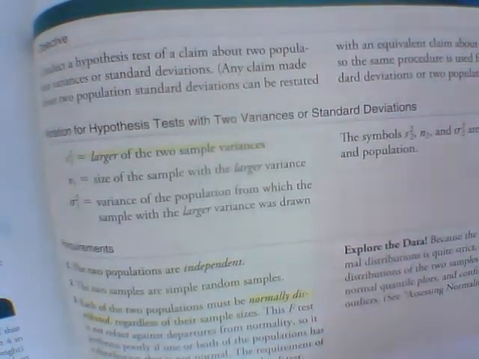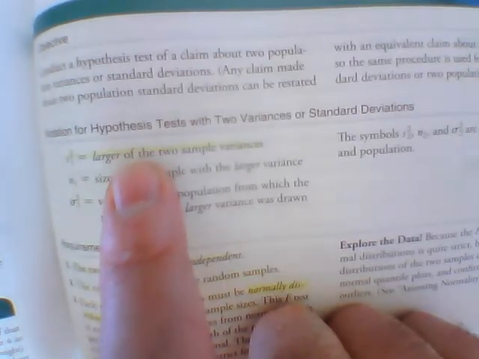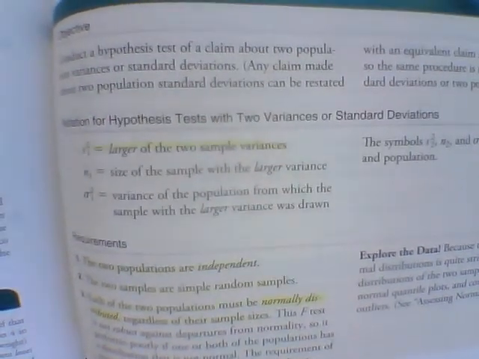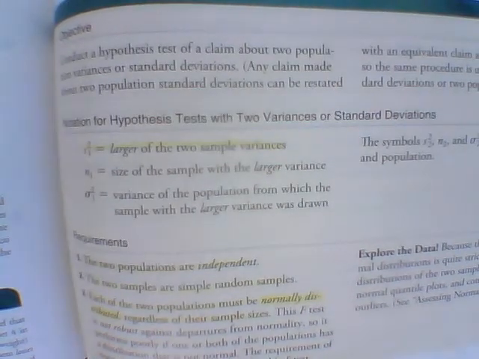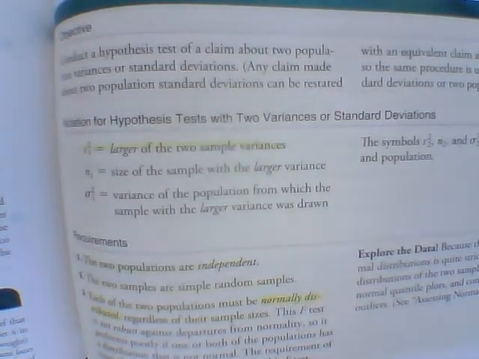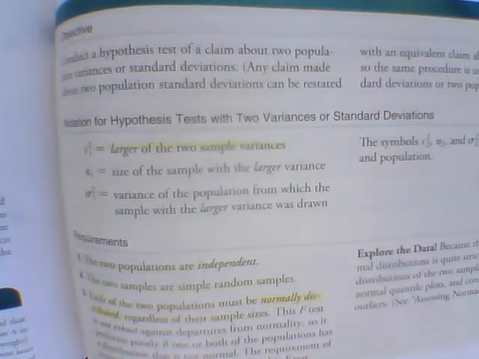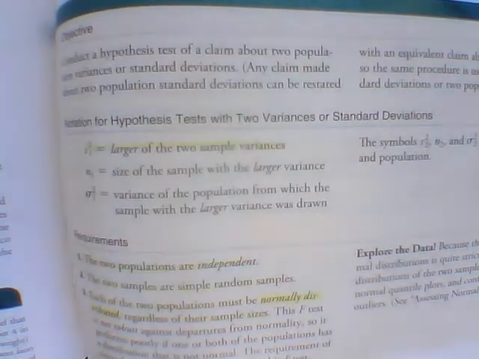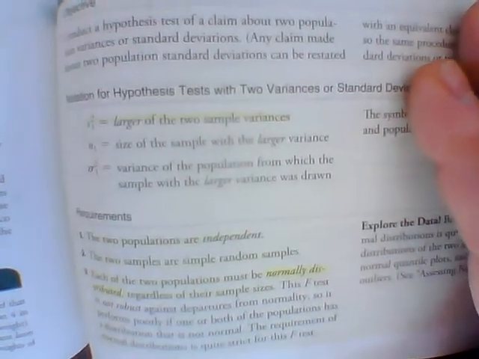So do realize that we have to first figure out which one has the larger variance, and then we let that be our first set. It's not like in the past where this one could be first or that one could be first. No, we have to make sure that we have our larger one first. It just makes the overall test easier with values and with working through it.